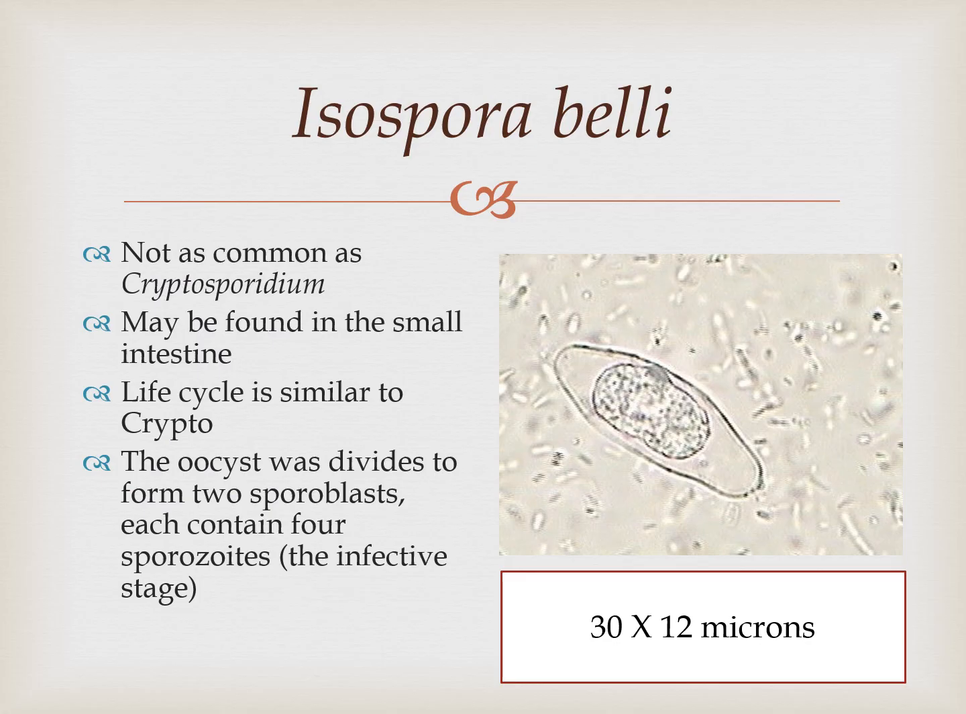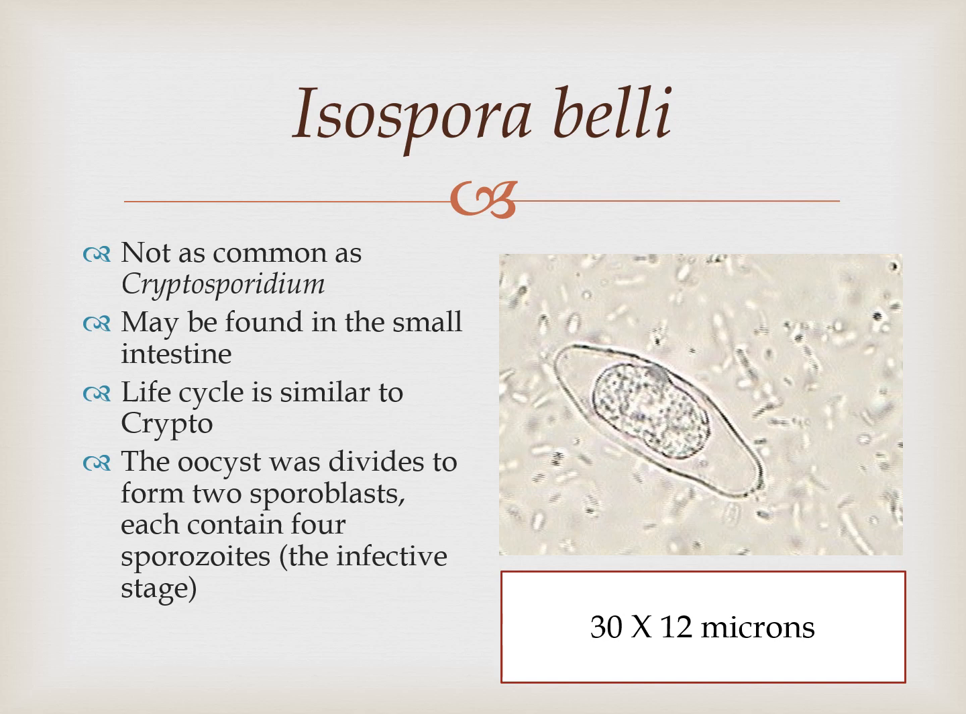Isospora belli is the next organism I want to talk about. It's not nearly as commonly seen as Cryptosporidium, but it may be found in the small intestine. The life cycle is very similar to Cryptosporidium, but it's not fully understood by scientists. The oocyst divides to form 2 sporoblasts, and each sporoblast contains 4 sporozoites, and it's the sporozoites that are in the infective stage. This disease is transmitted by contaminated food and water or environmental surfaces.